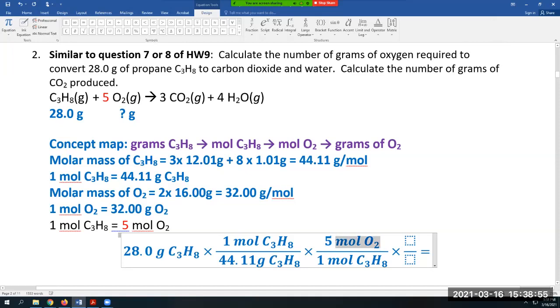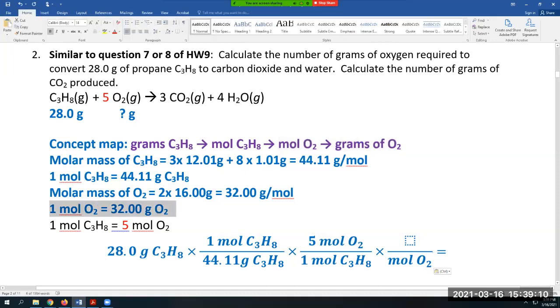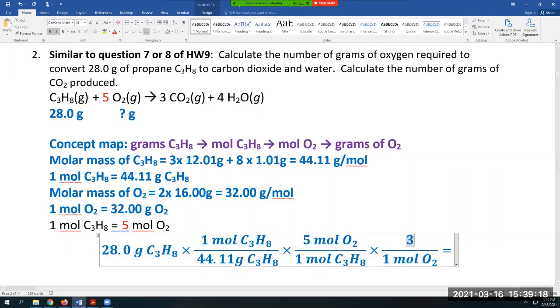For the next step, we need to cancel the moles of oxygen as a unit, right? So we want them in the denominator so that we can cancel them. And the last step here is changing the moles of oxygen to grams of oxygen using the molar mass of oxygen. So it's for 1 mole of oxygen there, 1 mole. And the mass is 32.00 grams of oxygen.